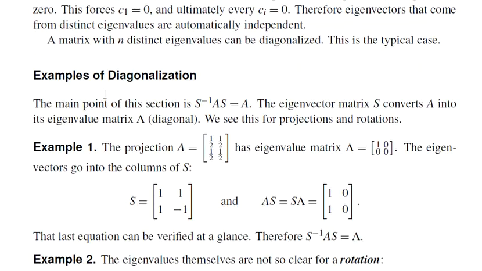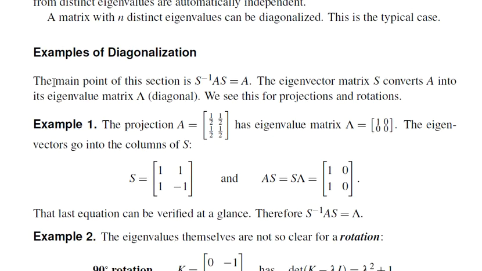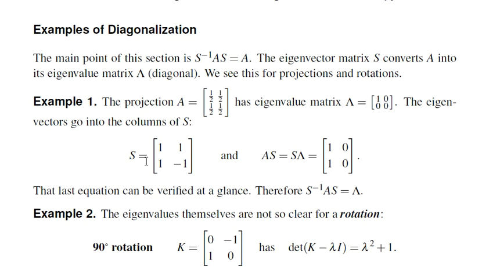Then examples of diagonalization. The main point of this section is S inverse AS is equal to lambda, which we write as del. The eigenmatrix S converts A into the eigenvalue matrix, a diagonal. So let's see how it happens. The projection matrix A is this, 1 by 2, 1 by 2, 1 by 2 and 1 by 2, and it has the eigenvalue matrix this way. The eigenvectors go into the columns of S. So we go for finding this example.